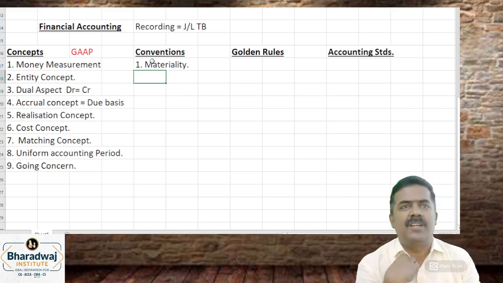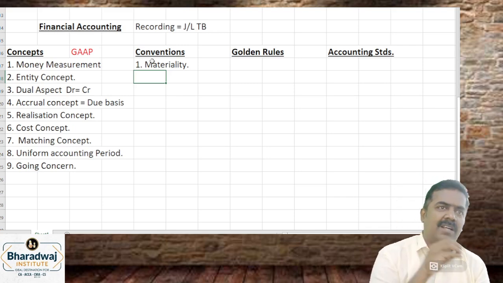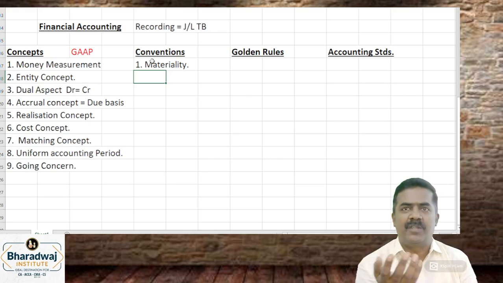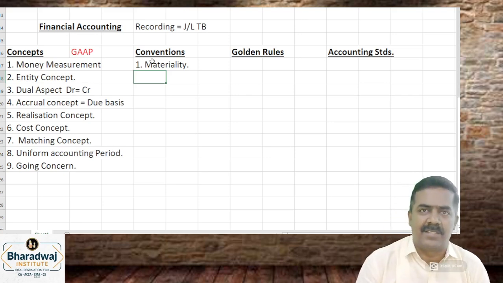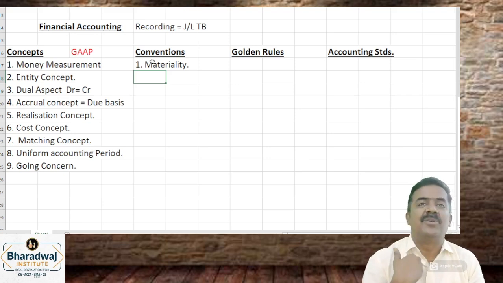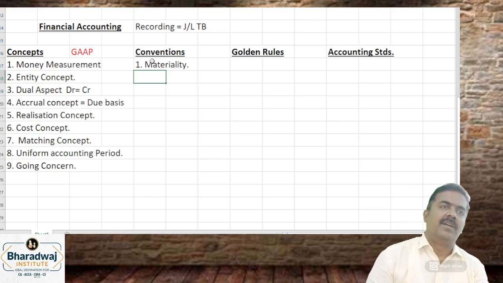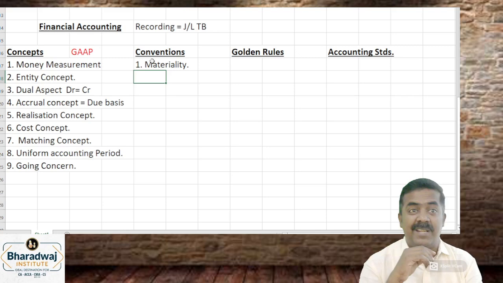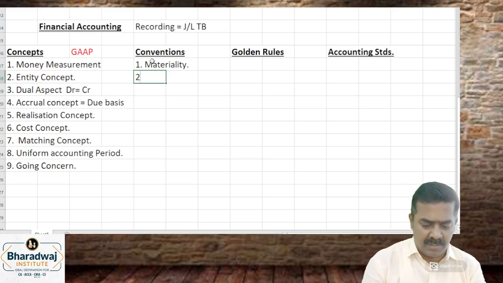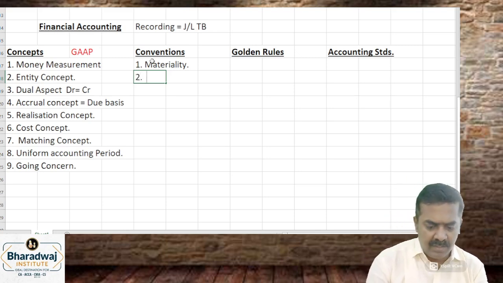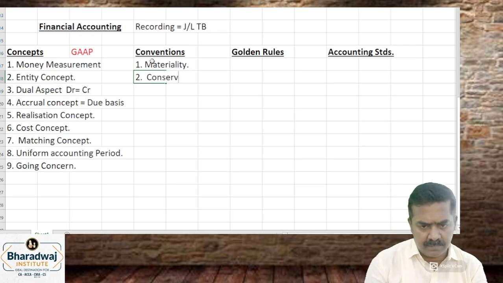You all trust me and you gave me the money. I invest and do business on your behalf. If I don't inform all the important transactions, then you will not have faith and confidence. That is the first one: material transactions should be disclosed. Second is conservatism, otherwise called prudence.